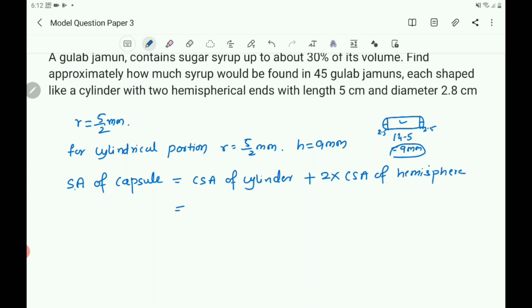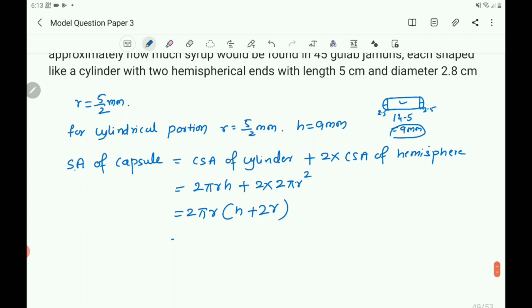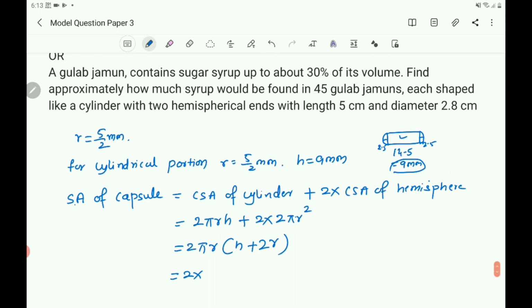Then CSA of cylinder is 2 pi RH, plus 2 into CSA of hemisphere, which is 2 pi R square. Then it becomes 2 pi, you can take common, and R also is common. So what is remaining here? H plus 2 R, H plus 2 R.